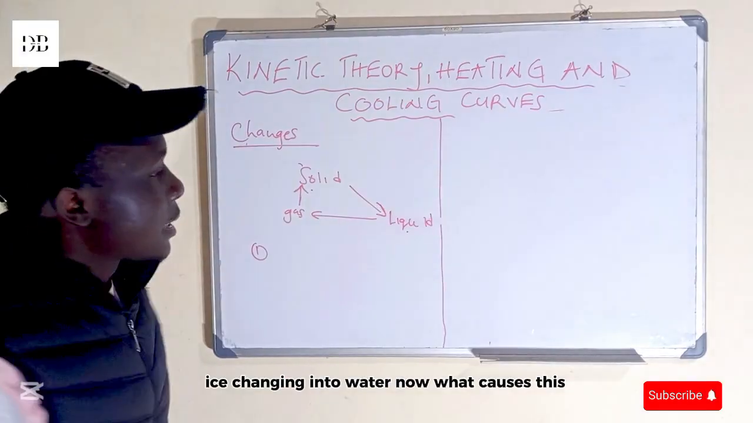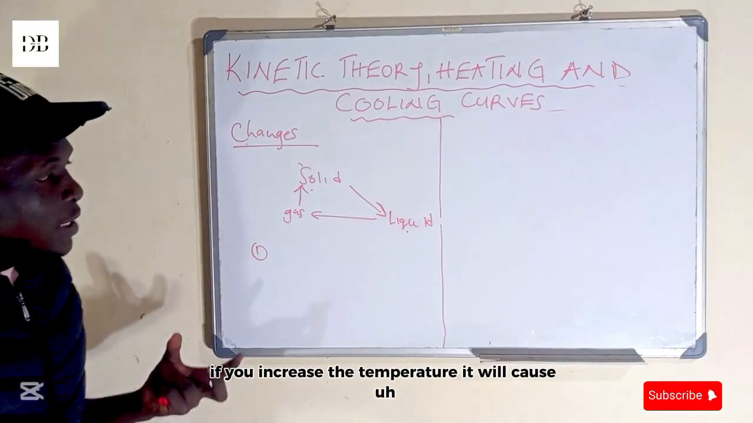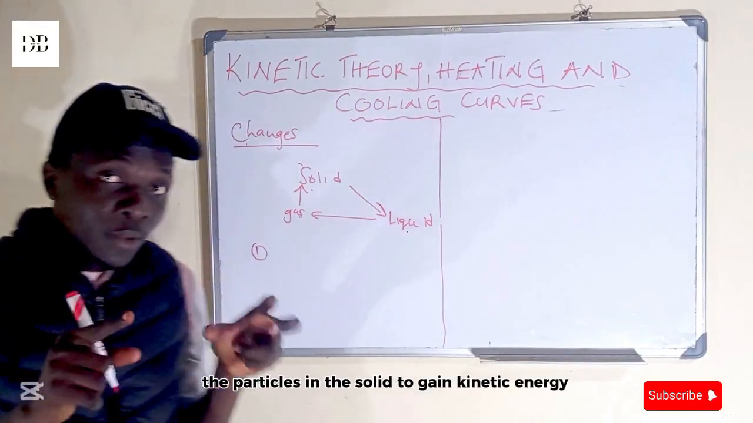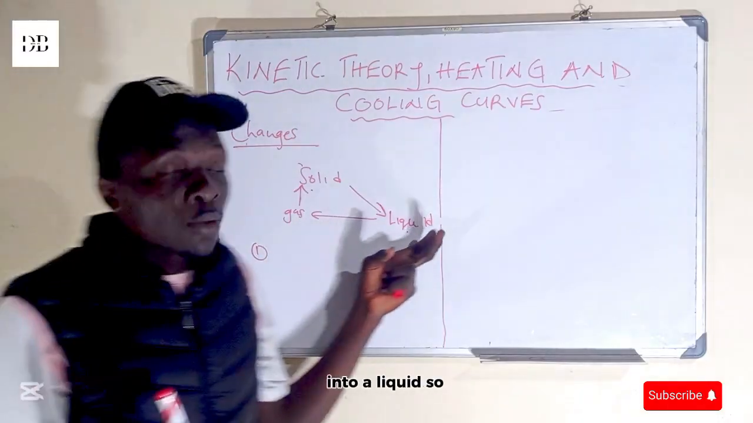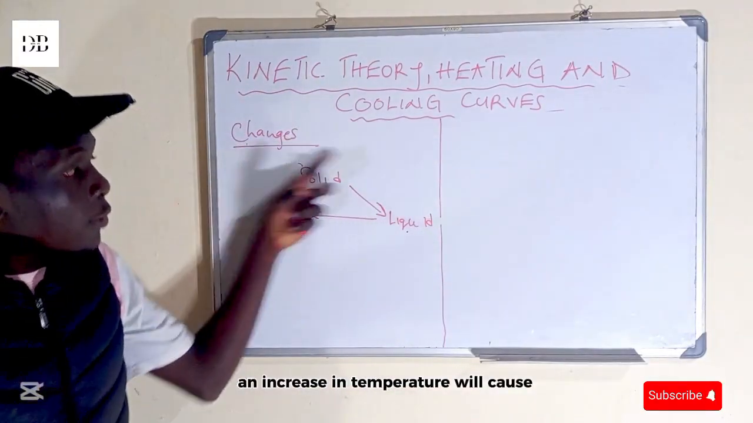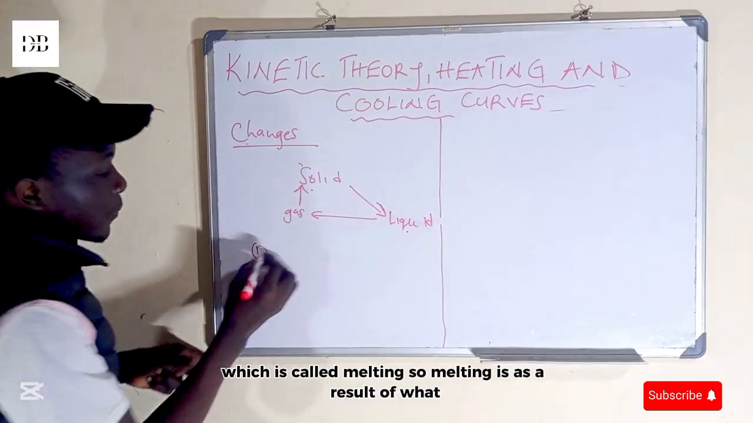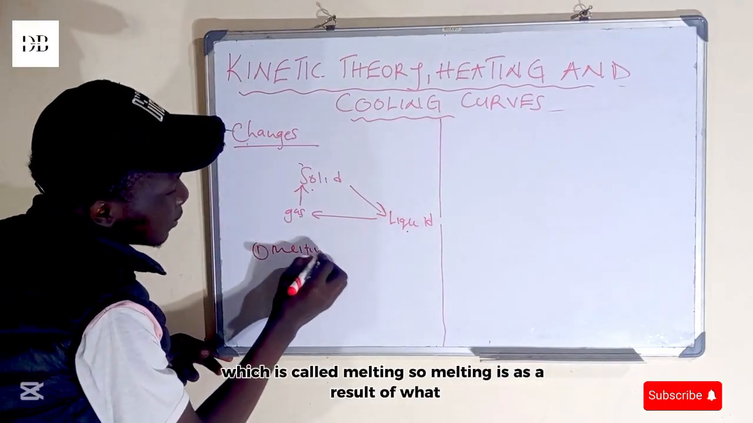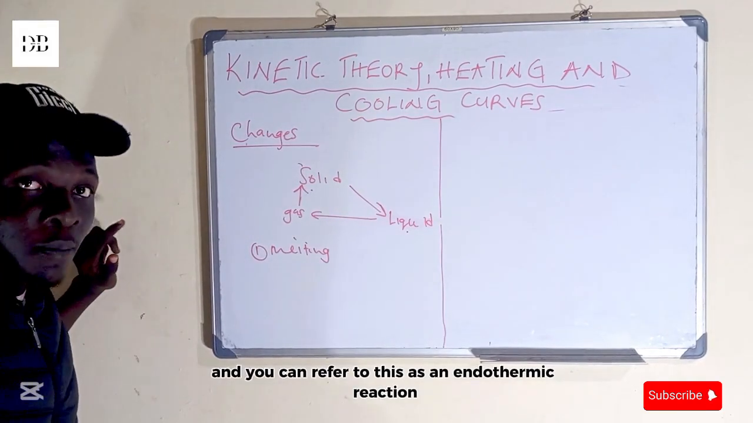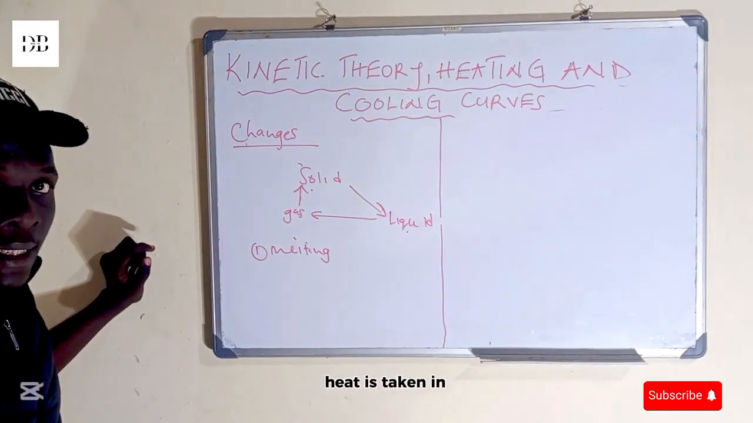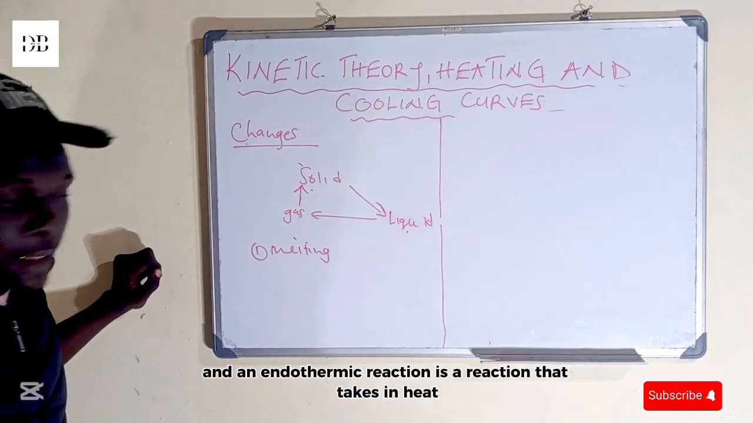Now, what causes this? What causes this is an increase in temperature. If you increase the temperature, it will cause the particles in the solid to gain kinetic energy, which will convert them into a liquid. So an increase in temperature will cause this process of changing from solid to liquid, which is called melting. So melting is as a result of an increase in temperature. And you can refer to this as an endothermic reaction, because during this process, heat is taken in. And an endothermic reaction is a reaction that takes in heat.